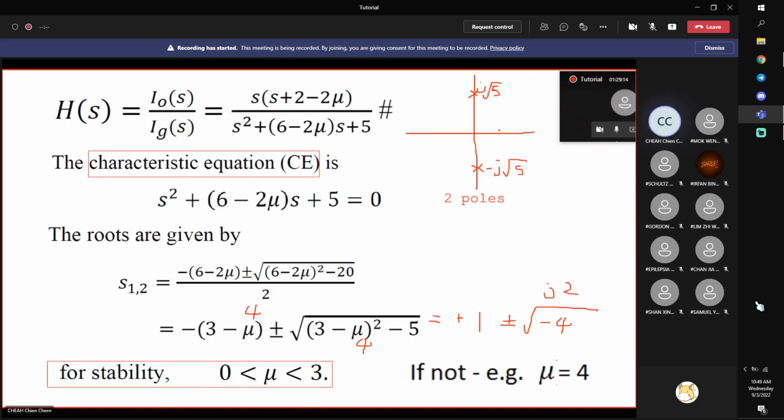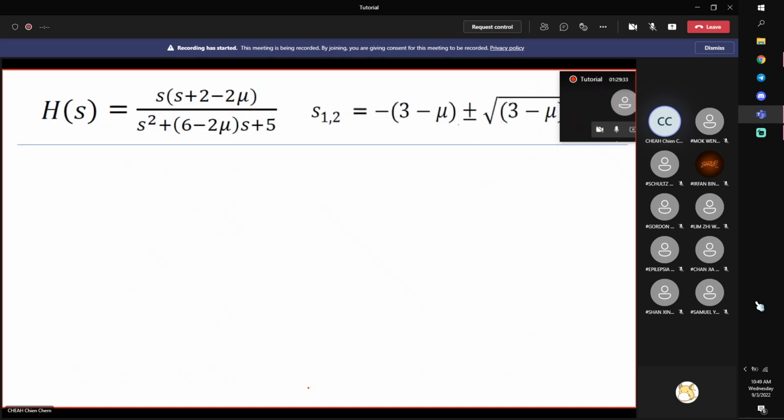So it is on the right half plane. Right? Because this one, negative j4, right? Or on the right half plane. So therefore, if mu is greater than or equal to 3, this is unstable. We want it to be stable, so it must be less than 3, right?